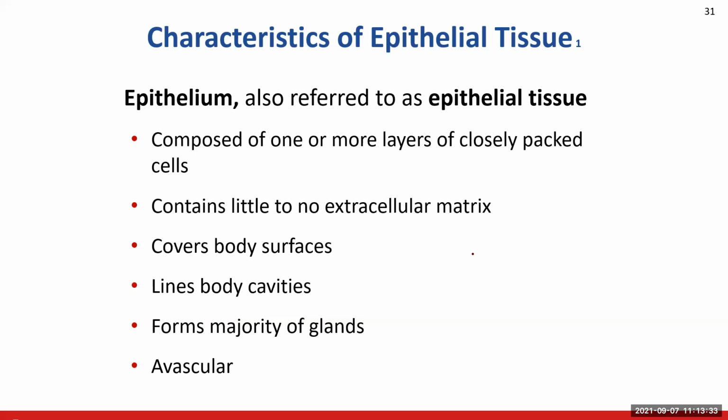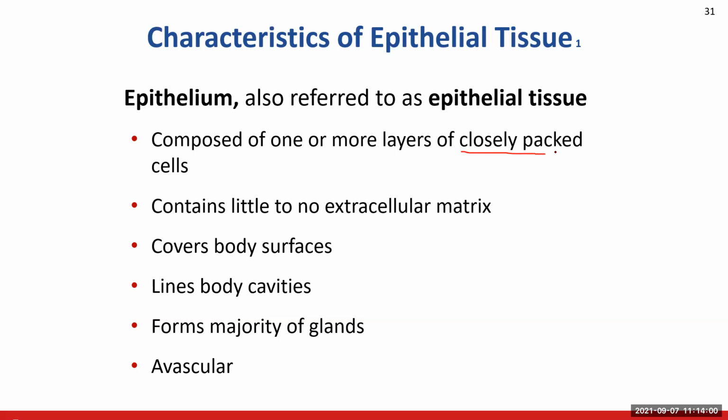So let's start off by talking about the first tissue type, which is epithelial tissue. Okay. Now, hopefully by now you had a chance to go over and look into how we name epithelial tissue. But some of the characteristics that you want to know about epithelial tissue is that the cells are closely packed. I mean, very little space in between the cells.